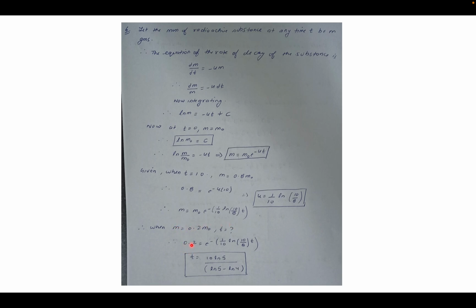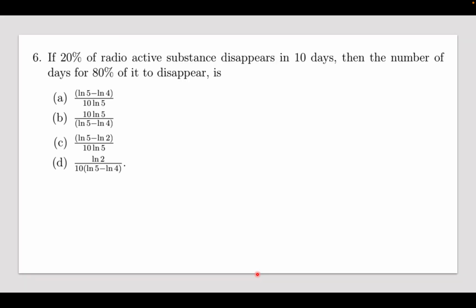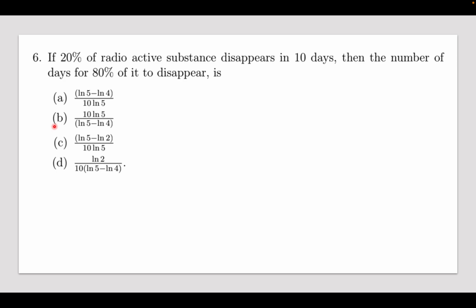So you just substitute m is equal to 0.2 m naught, and then m naught cancels on both sides, and from here you can directly calculate the value of time t at which 80% of the mass will have disappeared. So from here, I see 10 ln 5 by minus ln 4, so option B is correct. So for question number 6, option B is the correct answer.